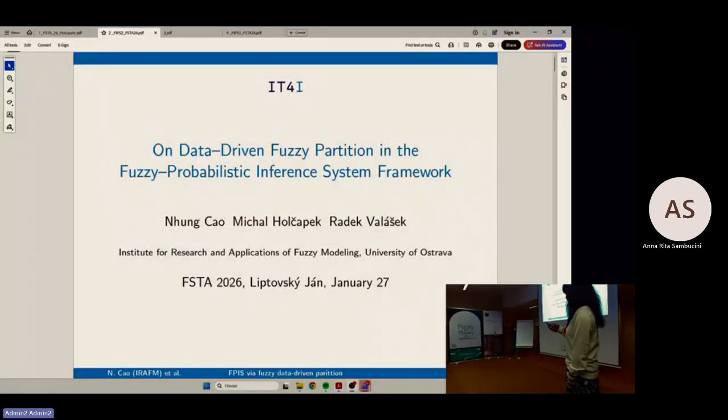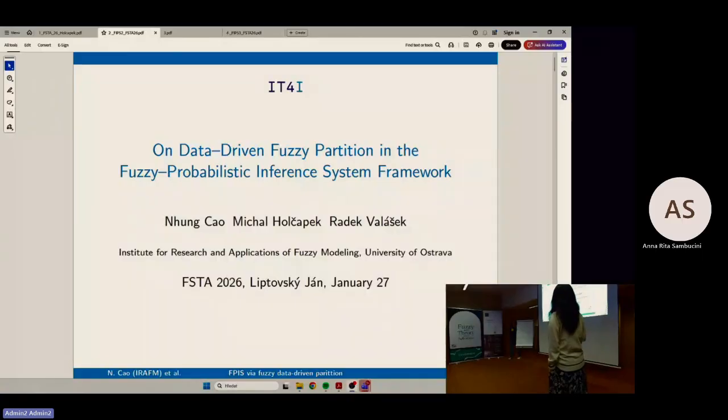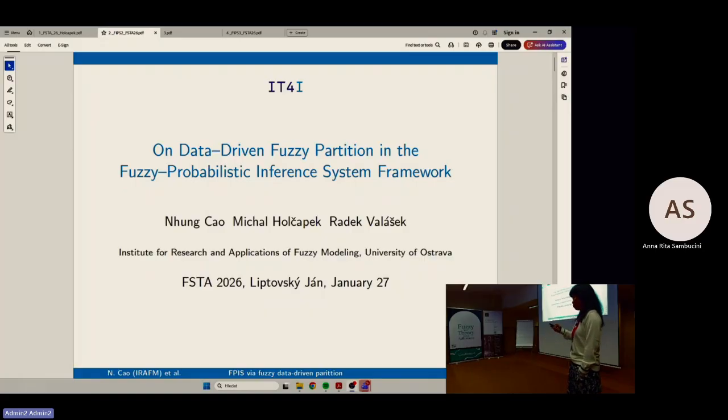Hello, everyone. We just continue our topic. So still the same topic with the fuzzy probabilistic inference system framework, but we focus on the other subtopic. It's about the data-driven fuzzy partition.